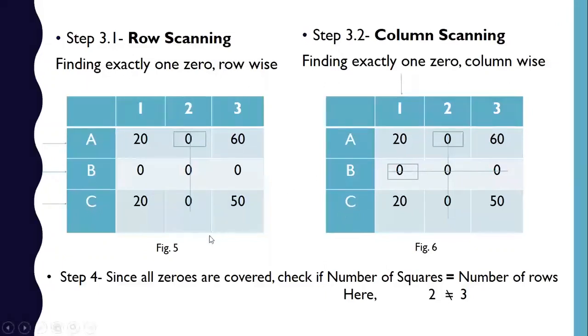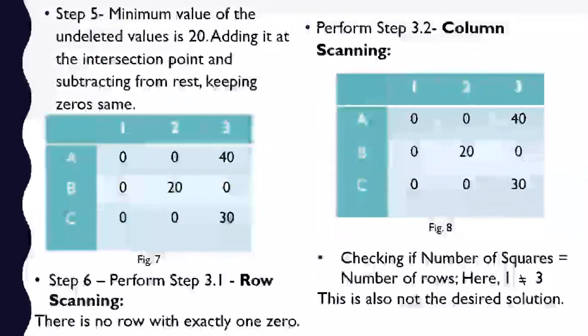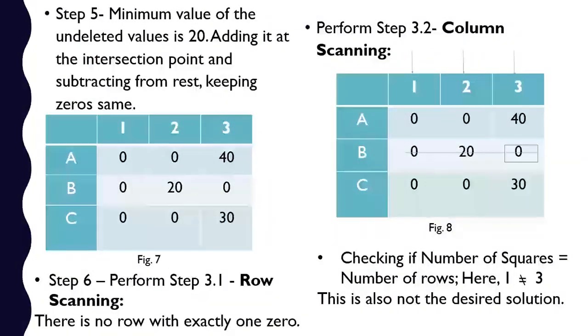Now, when we see step 4, we have to check if the number of squares in that matrix, which is figure 6 here, is equal to the number of rows in the matrix. We see that there are 2 squares, but the number of rows is 3. Hence, we know that both of them are not equal. So we do not say that we have reached the optimal solution. To move on, we go to step 5, which is finding the minimum value of the undeleted values.